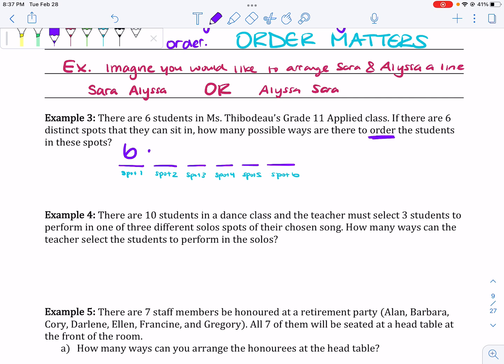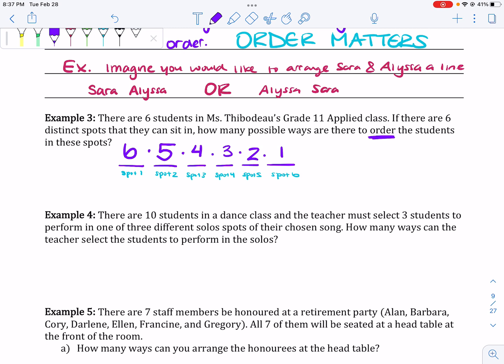When I'm trying to figure out how many students could possibly sit in spot number 2, well, now there's only 5 students left to choose from because one of them is already sitting in spot 1. So I have 5 options of what students could sit in spot 2. And then in spot 3, I've already put 2 students in seats, so now I only have 4 students left. Then I have 3 for spot 4, and 2 options for spot 5. And process of elimination tells me I only have 1 student left to put in that last spot.